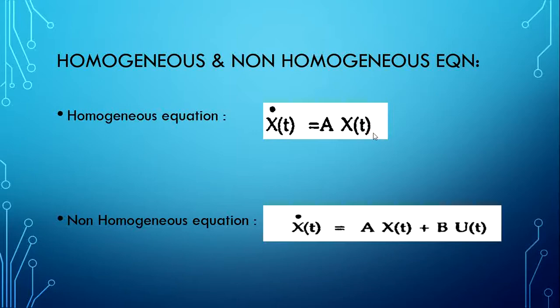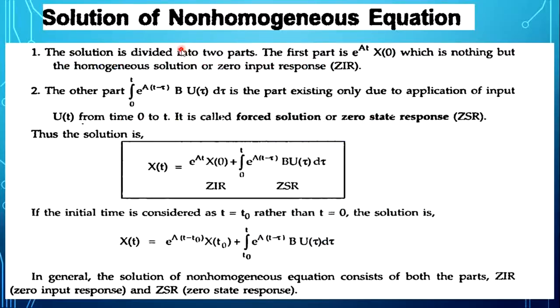Now, how can we obtain the solution for a non-homogeneous equation? x of t is the solution, and it will be obtained by using the zero input response and the zero state response. The zero input response expression is e to the power At x of 0, and the zero state response is the integral from 0 to t of e to the power A into (t minus tau) into B u of tau d tau. When we do the example, I will explain how we can obtain ZIR and ZSR.